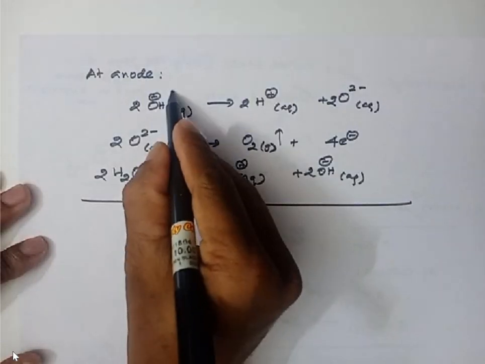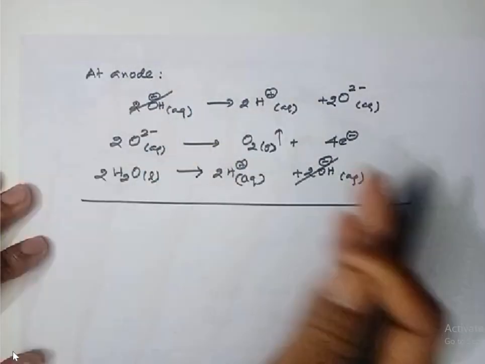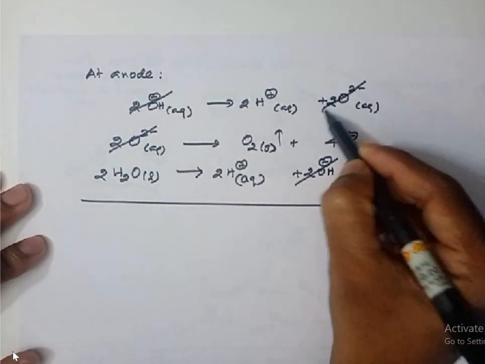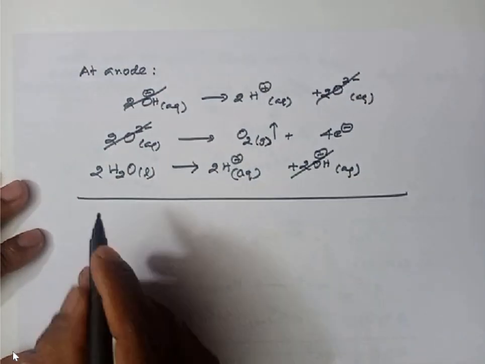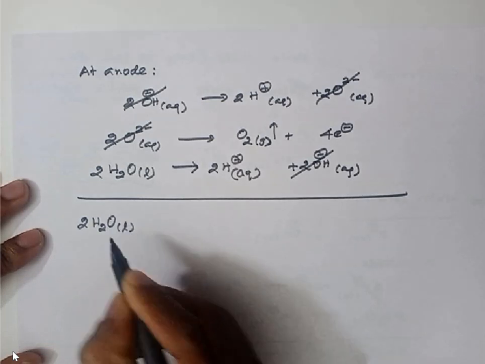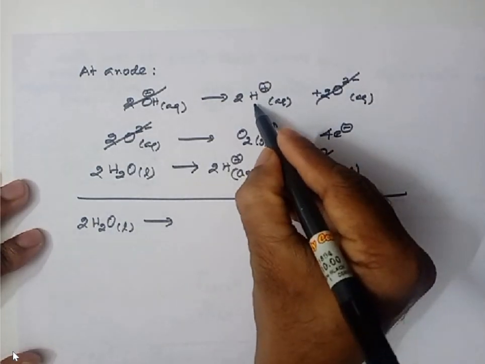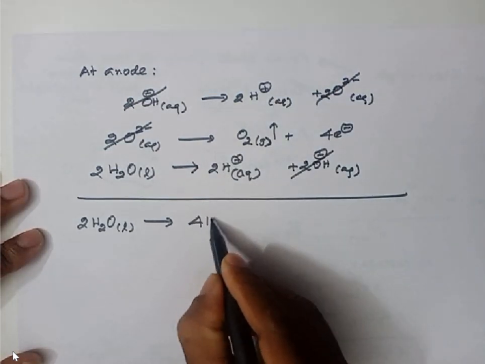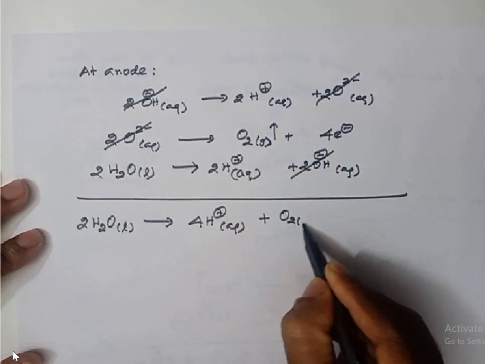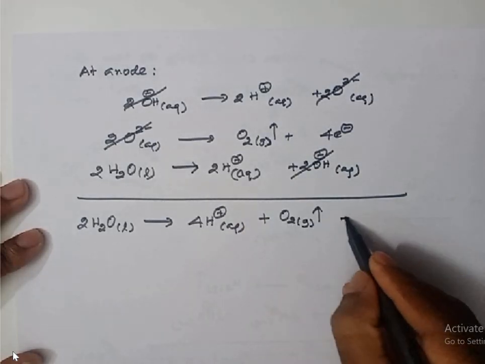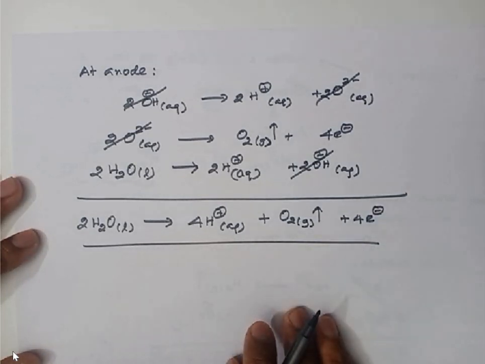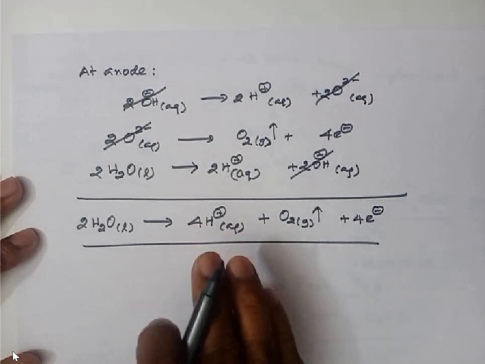So what's the overall reaction? You can cancel the same species if it exists on the left hand side and right hand side. Then the 2 O2 minus ions get cancelled. So what is the final reaction? On the left hand side we have the water molecule, H2O liquid. On the right hand side, here we have 2H plus, here we have 2H plus, so there are 4H plus ions on the right hand side, plus O2 molecule, which comes out as gas, plus 4 electrons.